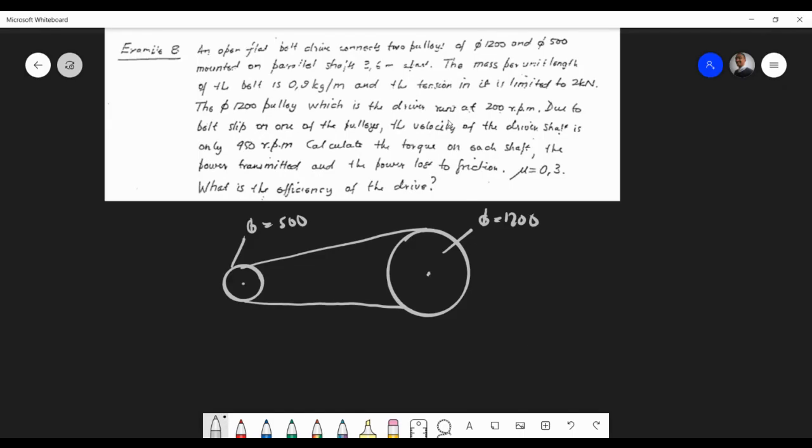Okay, so we've got that's 3.6 meters apart. That's what we said. Of course, sketches are compulsory. This guy is spinning at a speed of 1,200 revs, which is the driver. So this is the driver pulley. So we assume it's going this way. So you have T1 here, maybe T2 there.